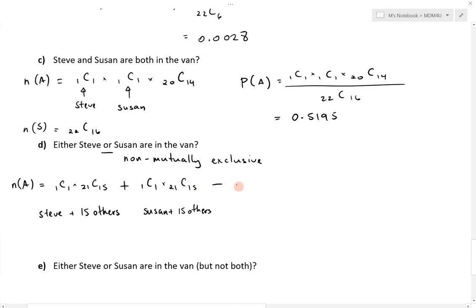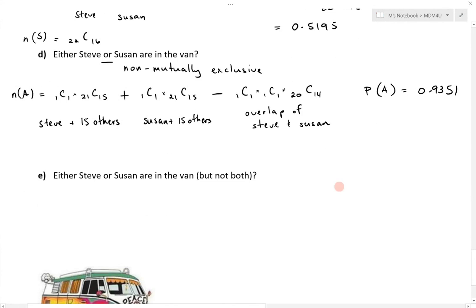Now I'm going to subtract the overlap. Of course, you don't want to have Steve and Susan together. So the overlap is when they are together, you have 20 choose 14. So this is the overlap of Steve and Susan. Okay, and if you plug all this into a calculator and calculate the probability, you'd find that the probability is about 0.9351, 93.51%.